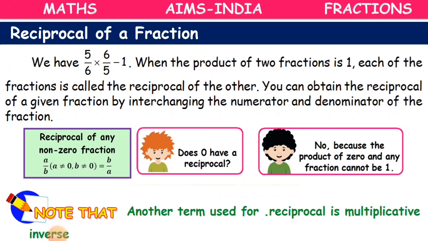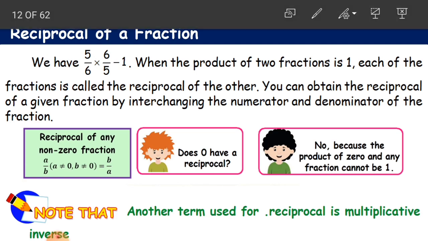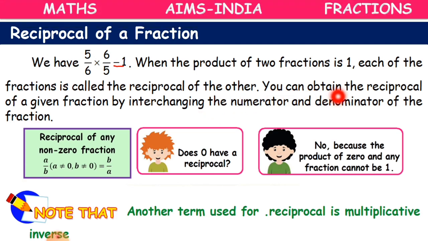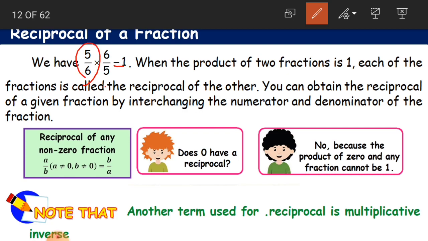Yes, students, moving on, we have reciprocal of a fraction. Yes, we have already learnt about reciprocal of a fraction. We have 5/6 into 6/5, that is equal to 1. When the product of two fractions is 1, each of the fractions is called the reciprocal of the other. See, look at these two fractions here. When we have multiplied both the fractions, 6 ones are 6 and 5 ones are 5.